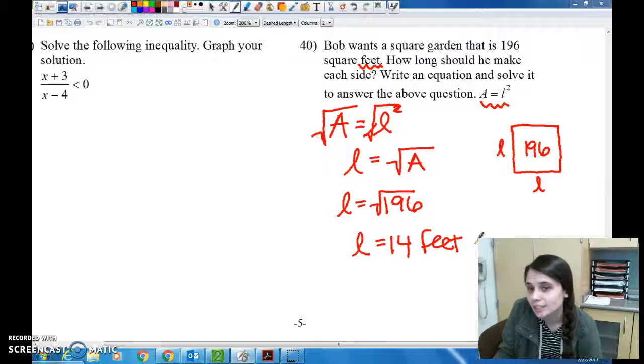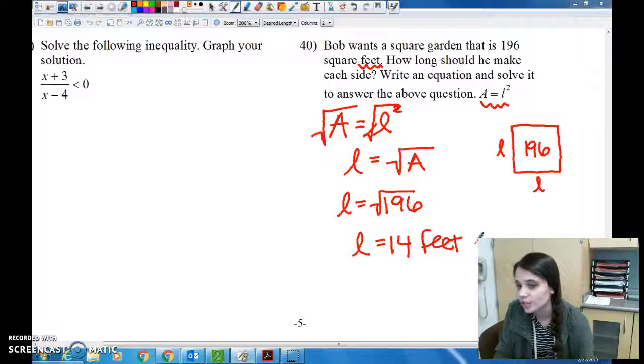And your final looks exactly like your review, it just has different numbers. So if you go through your review and you make sure you understand and know how to do every single problem, then you'll be in really good shape for your final.